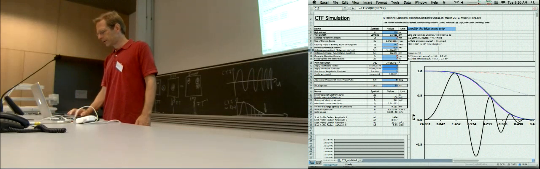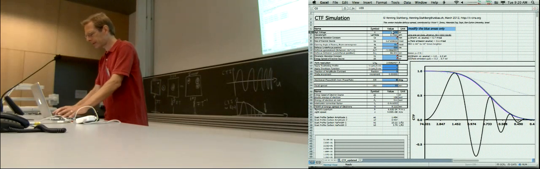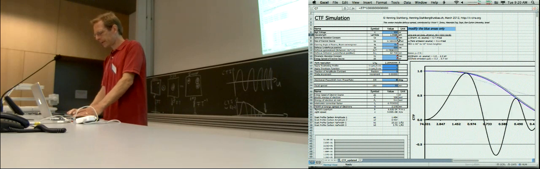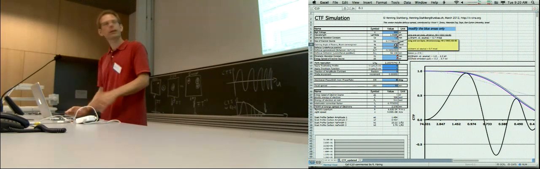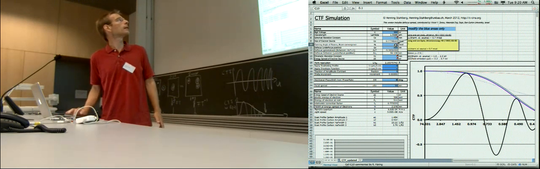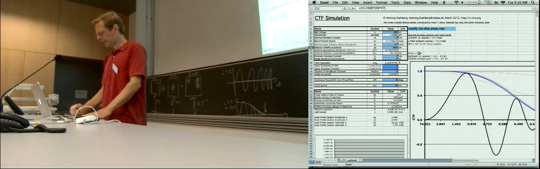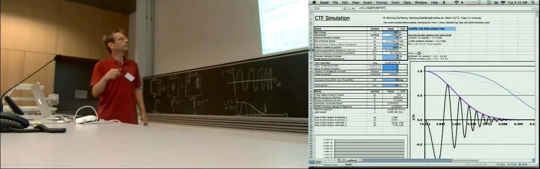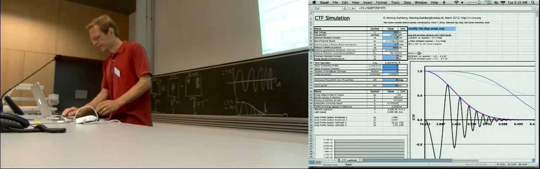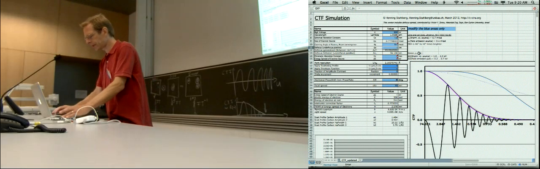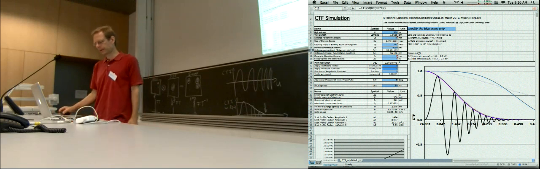Or you say we go to Fujiyoshi's supermicroscope, then we have 300 kilovolts, and we have 1.6 millimeter CS, and we have a field emission gun, so a very narrow opening angle. And then we want to boost contrast, we defocus by 3 micrometers. Yeah. Then, minus 3 micrometers. So we have this.